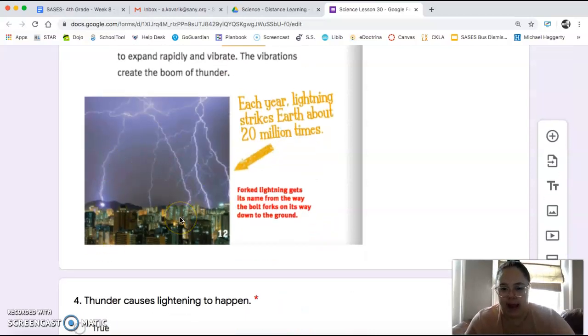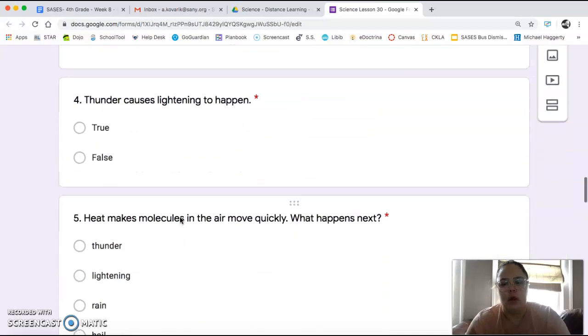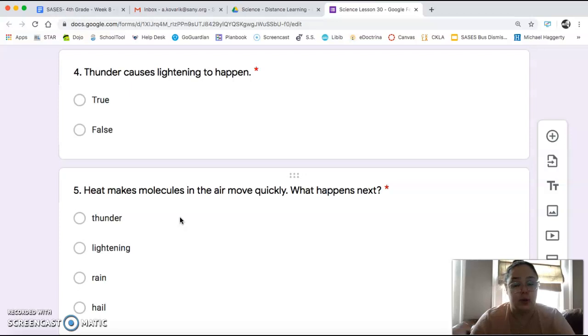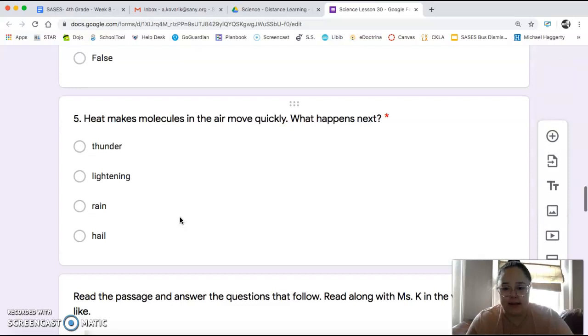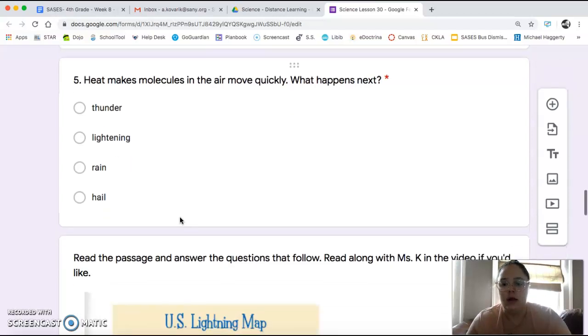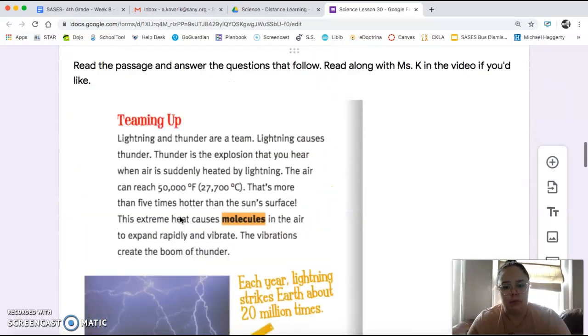So our picture here, we've got a caption. It says, each year lightning strikes Earth about 20 million times. And this is an example of forked lightning. It says it gets its name from the way the bolt forks on its way down to the ground. All right, your questions on this passage: true or false? Thunder causes lightning to happen. 5, heat makes molecules in the air move quickly. What happens next? This one was really short, so go back to the passage, listen to me read it again, and find those answers.